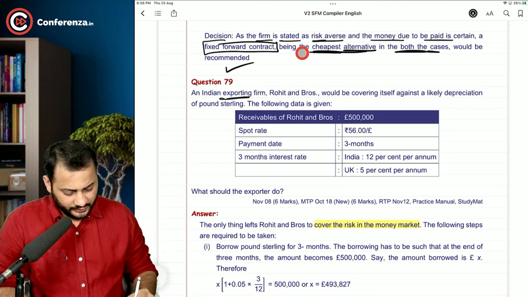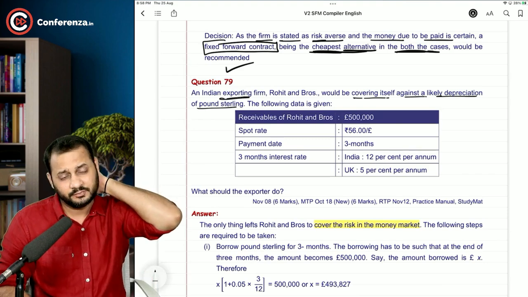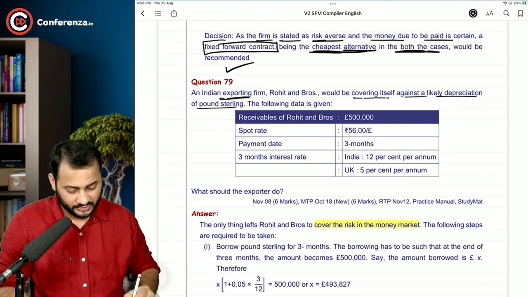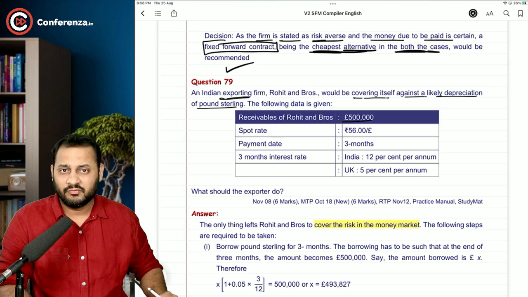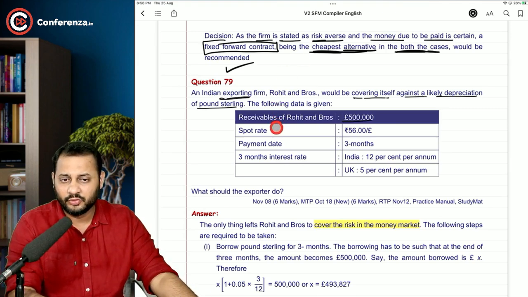So we have exports here. The exporter would be covering itself against a likely depreciation in pound sterling, because it is an export. So we are worried about the depreciation in foreign currency. We have a receivable of 5 lakh pound. The spot rate is given to you in rupees per pound. Payment date is after 3 months, and the interest rates of both the countries are given.